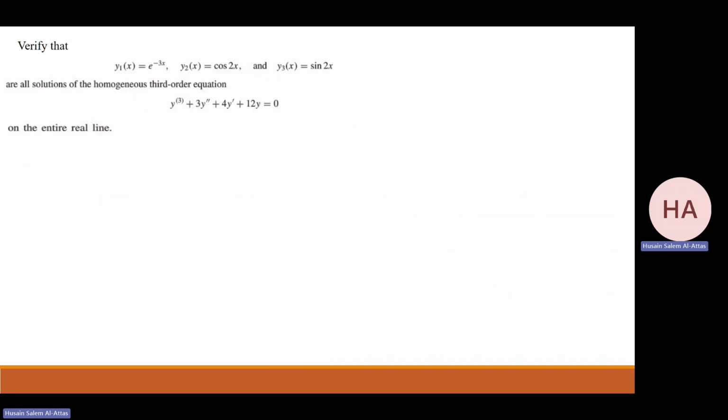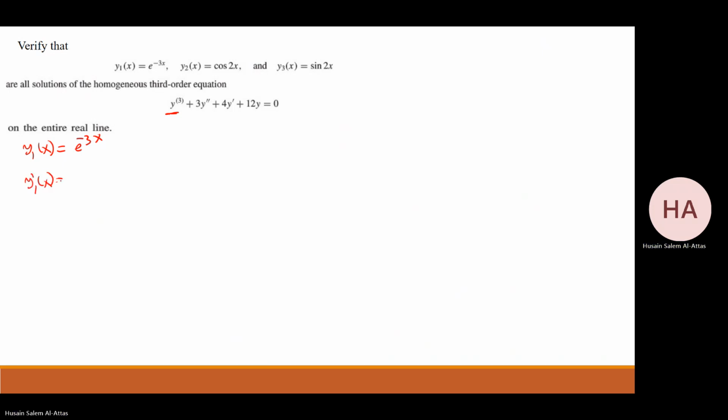If we are asked to verify that these are solutions, how do we do it? We just do a calculation. Now I need the third derivative. So I need y1 of x equal e to the minus 3x. Y1 prime will be minus 3 e to the minus 3x. Y1 double prime will be 9 e to the minus 3x. You know what? Let me do it this way. Maybe better, I will show you a method where you can check easily.